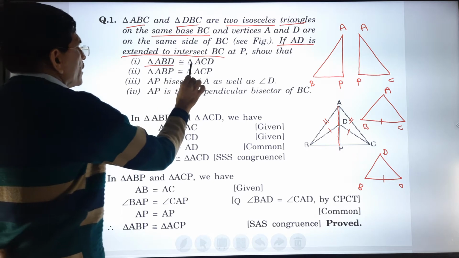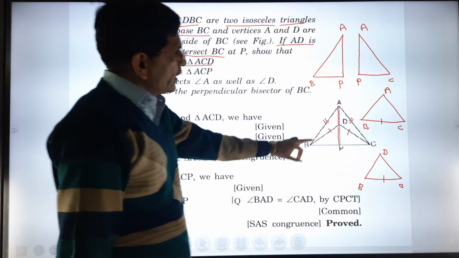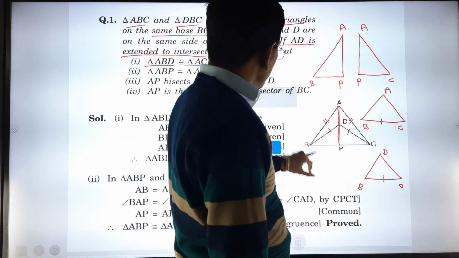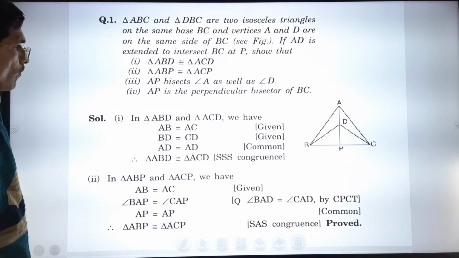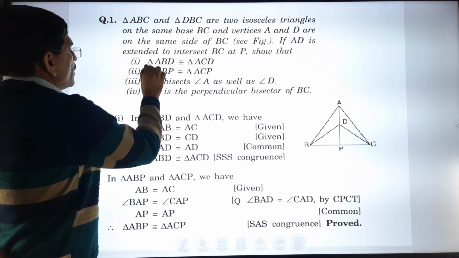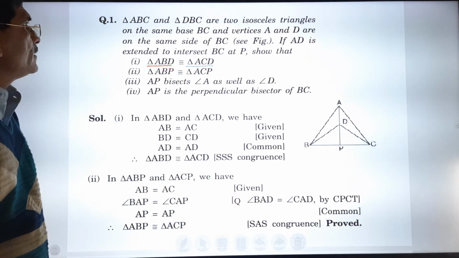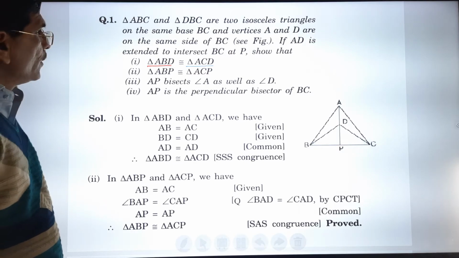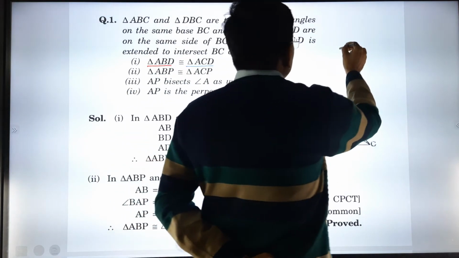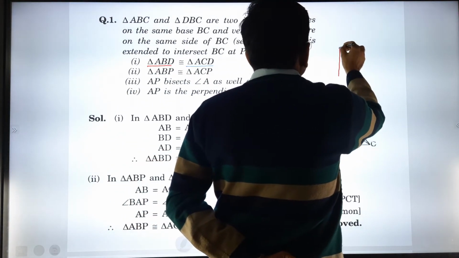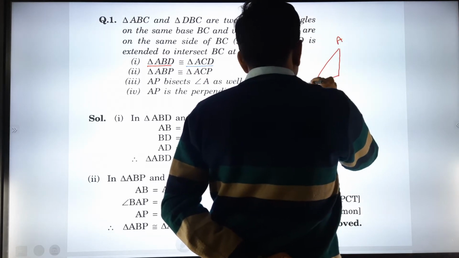Show that triangle ABD and ACD are congruent. First of all, we have to clear the screen for explanation. What is the first concept? We have to prove triangle ABD and ACD. So first of all, I have to take one figure for ABD.